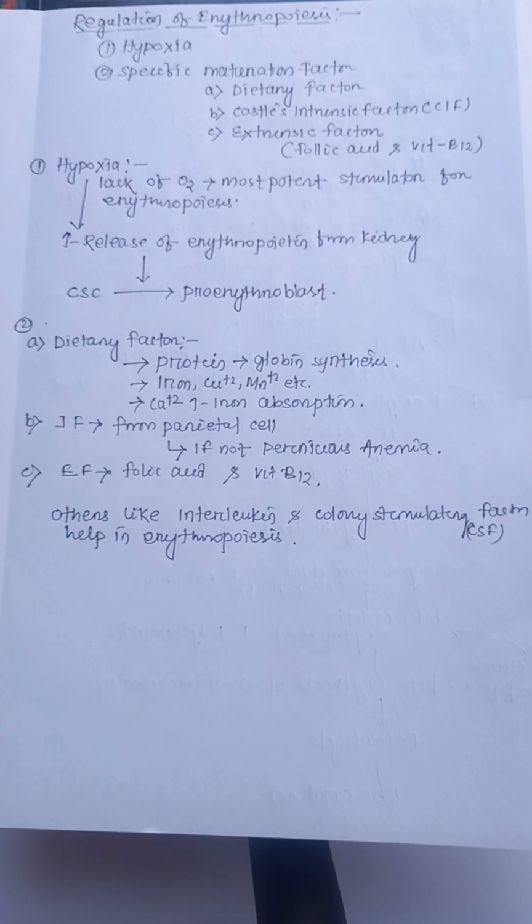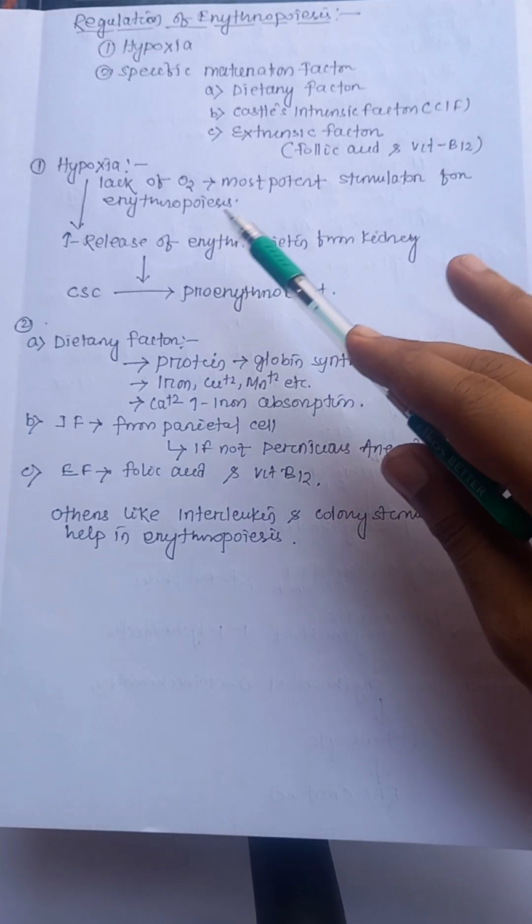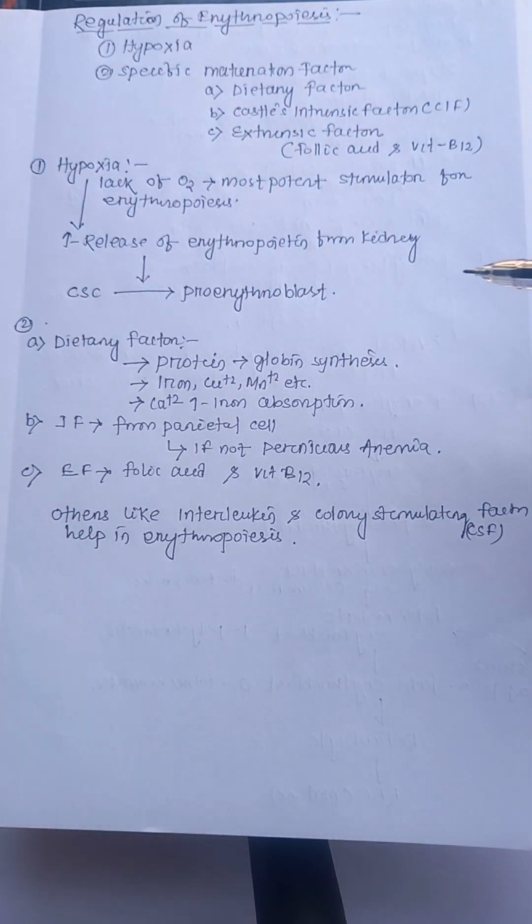And let's see the regulation of erythropoiesis. The most important one is hypoxia, and second are the specific maturation factors, the dietary factors, the Castle intrinsic factor and extrinsic factor. These will be responsible for the production of RBC. Here hypoxia, lack of oxygen, is the most potent stimulator for erythropoiesis.